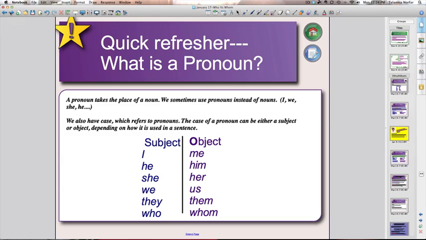Let's do a quick refresher. What is a pronoun? A pronoun takes the place of a noun. We sometimes use pronouns instead of nouns. I, we, she, he. We also have case, which refers to pronouns. The case of a pronoun can be either a subject or object, depending on how it is used in a sentence. Pause the video as you make all of the notes about what is a pronoun, specifically making note of subject as well as the object. Unpause the video when everyone has written these notes.